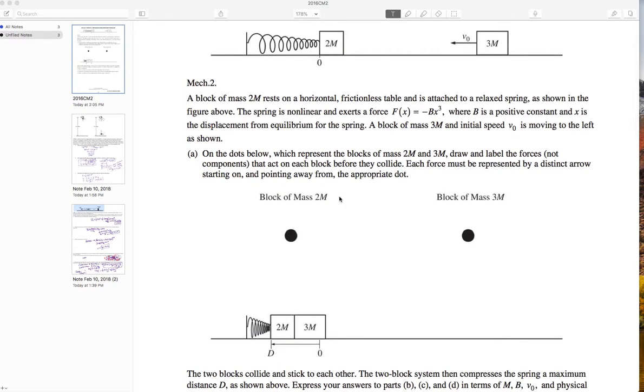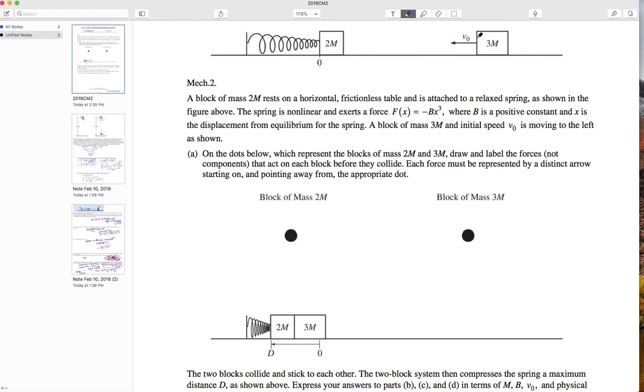Okay, so we have another problem here that deals with a collision between a block here moving to the left with V0 and a block here attached to a spring where this point here is 0. It's important to note the starting values.